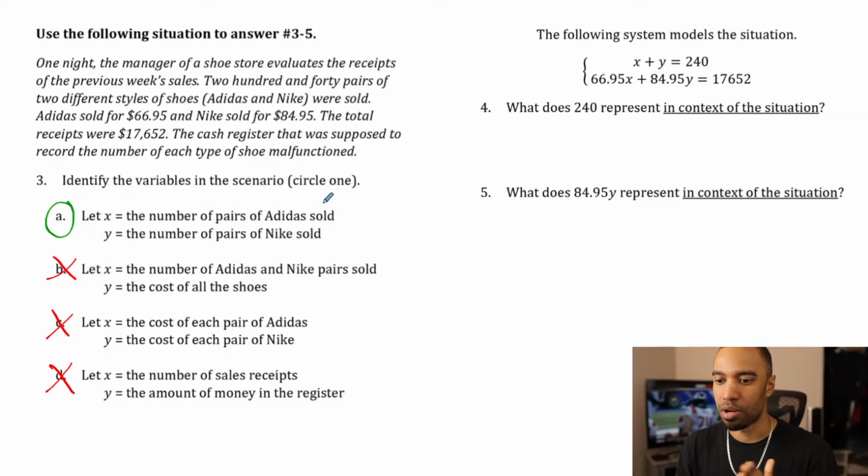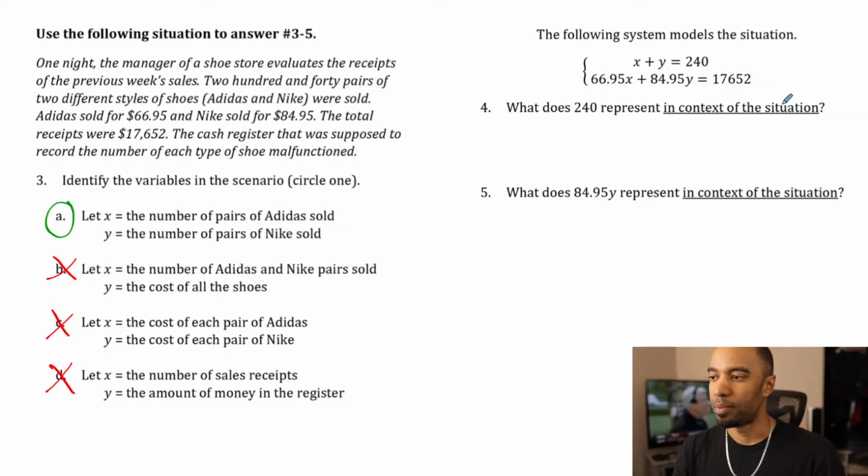We're going to let X equal the number of pairs of Adidas sold, and Y equal the number of pairs of Nike sold. Okay, the following system models the situation. So in this situation, here's why they said 240 pairs were sold. X plus Y, of Adidas and Nike were sold. X plus Y equals 240. And then here we talk about the money with 66.95X plus 84.95Y equals 17,652.